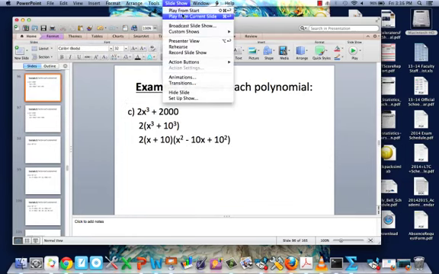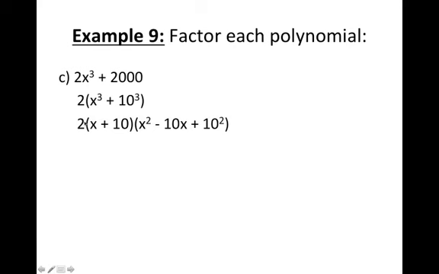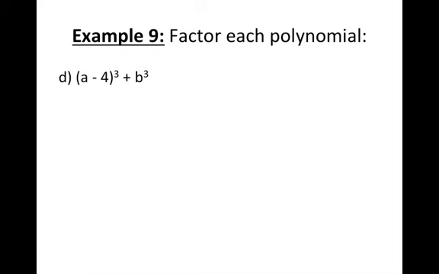Back to our program. It is 2 times x plus 10 times x squared minus 10x. Remember, this is always the opposite sign of whatever is in the binomial. The binomial matches the original. And then we always end with something positive, so plus 100. And so it equals 2 times x plus 10 times x squared minus 10x plus 100. All right, we've got a minus 4 cubed plus b cubed. A lot like those difference of 2 cubes where we have a binomial.